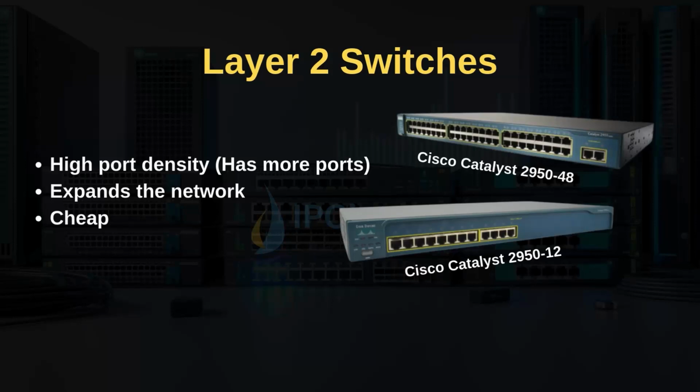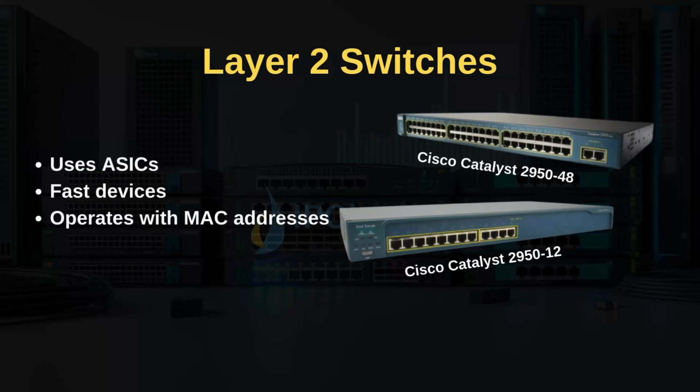There are various Cisco layer 2 switches. Two of them are on the screen: Cisco Catalyst 2950 switches. The number at the end of the name shows the number of the ports in these switches. So one of them is a layer 2 switch with 12 ports and the other one is with 48 ports.